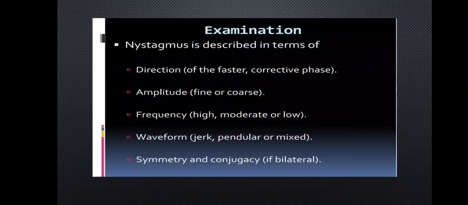The examination. Nystagmus can be described in terms of the direction of the posture or corrective phase, amplitude, that is, whether it is fine or coarse, frequency, high, moderate, or low, the waveform, whether jerk, pendular, or mixed type, and the symmetry and conjugacy if it is a bilateral condition.